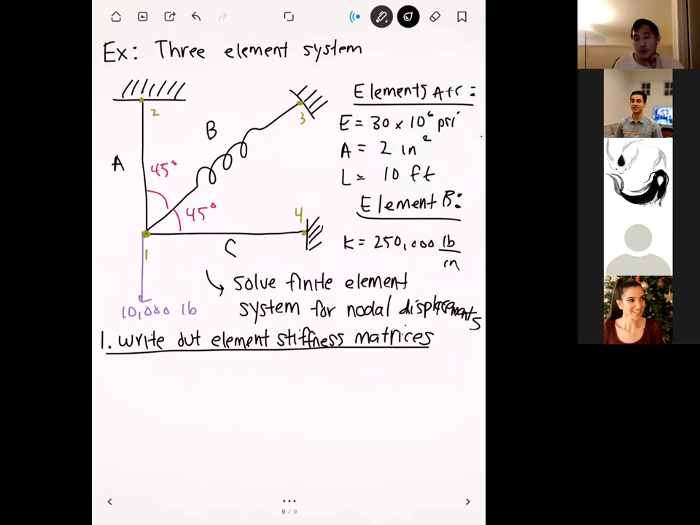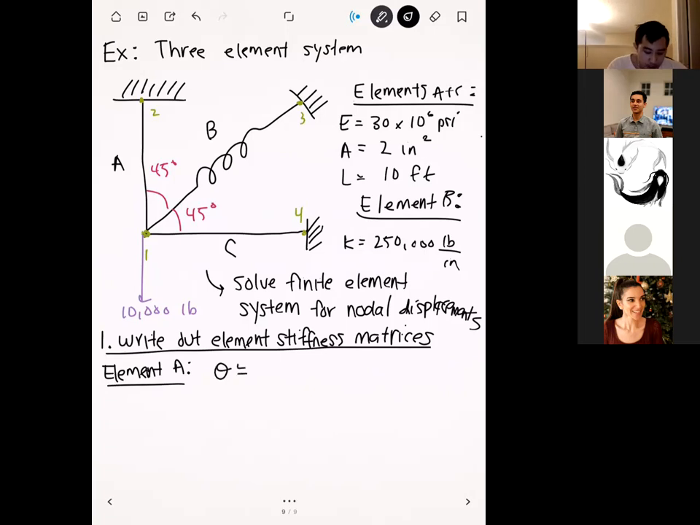Right, so the only difference here is that our element stiffness matrices are going to be 4 by 4 instead of 2 by 2. All right, so let's start with element A. And so for these 2D systems, what I find useful is to start by writing out what's the angle of that element, and then writing out what's cosine of that angle and what's sine.